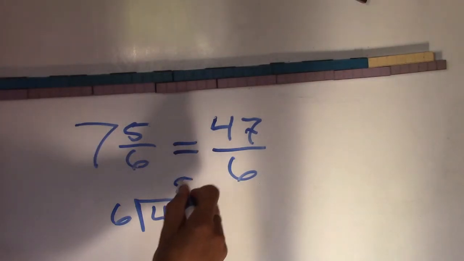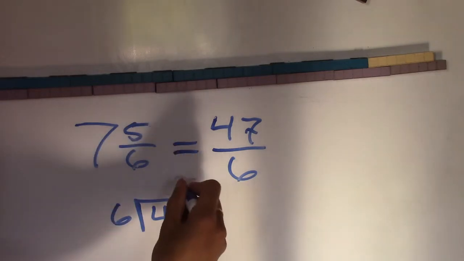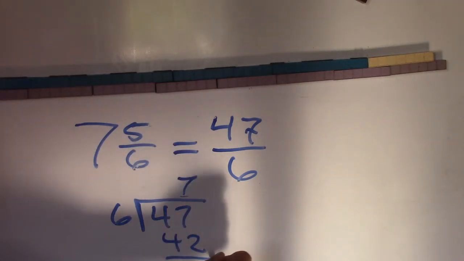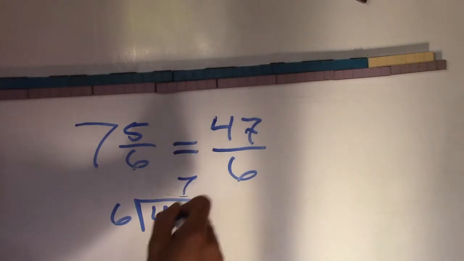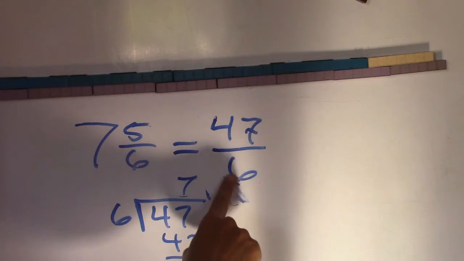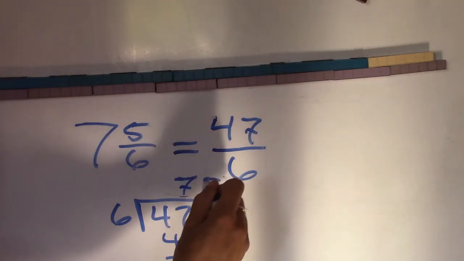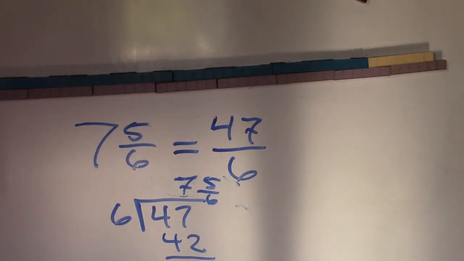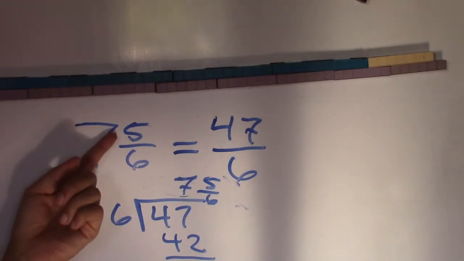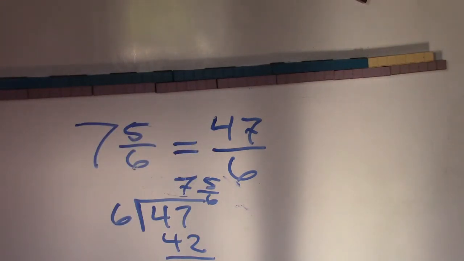All right, good stuff. I'm glad. 7 times 6 is 42, and there's 5 left. When you're a little kid, you write remainder 5, but now we're getting to the point where we can say it's not just remainder 5, it's 5 of the 6ths. Yes, there you go. 7 and 5 sixths is the same thing as 47 sixths.